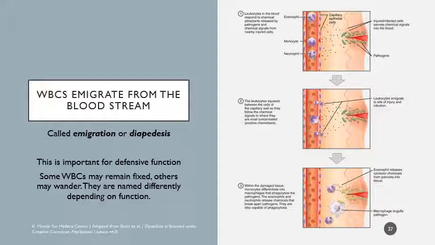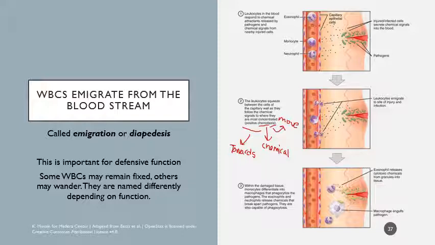So this positive means going towards, and then chemo is chemical, and taxis is basically like a taxi, it's movement. So these are going towards the chemical instead of away from the chemical. They're following that chemical trail.